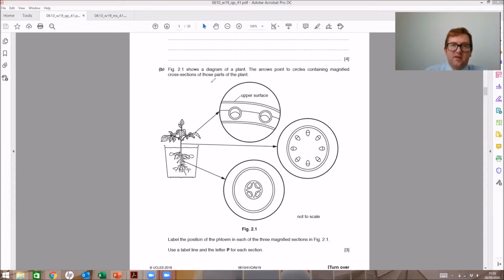Question B. Quite a few people would miss this question out because there's no written space in the question itself. But if you can clearly see here, there's 3 marks available for a simple labeling of the picture.